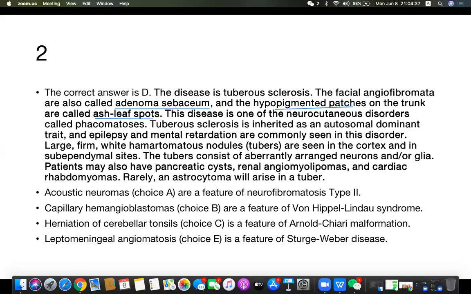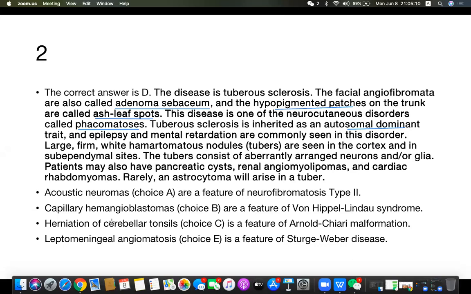Now if I go into the detail, tuberous sclerosis, neurofibromatosis, and Sturge-Weber syndrome, these all are known as phakomatosis. The meaning is they have certain findings on the skin and all of them affect the central nervous system as well. Now regarding tuberous sclerosis, it is an autosomal dominant disorder. Epilepsy and mental retardation are very common findings.